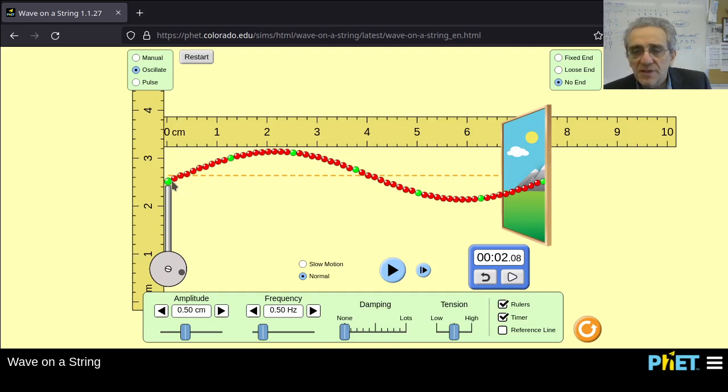So if you'll notice, this is one full wavelength, all the way to here, and so we're at double the wavelength we had before, which was 3.8, double it. So as we decrease the frequency, we increase the wavelength. And the velocity obviously stays the same. We haven't changed the velocity.